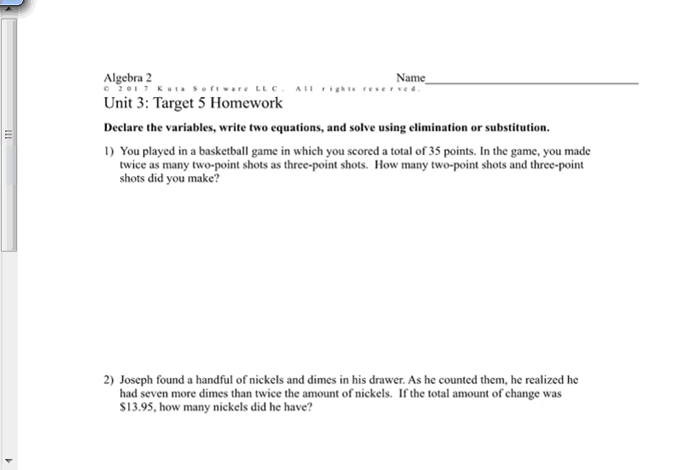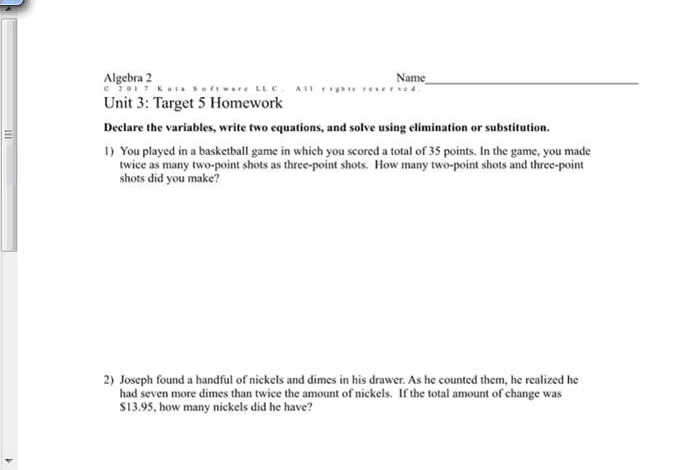It says that you played in a basketball game in which you scored a total of 35 points. In the game, you made twice as many 2-point shots as you did 3-point shots. How many 2-point shots and 3-point shots did you make? So this is very similar to the one we did in the notes, just slightly different.